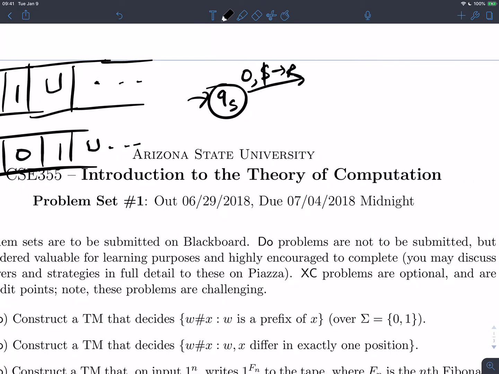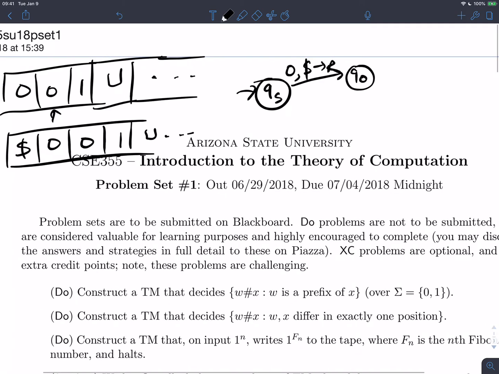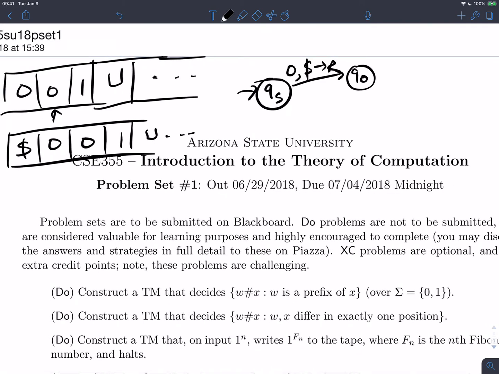So now I remembered a 0. 0 was the last character I just saw. So I'm going to call the next state Q0. It's not the start state. Okay, so now what am I looking at in the tape? The second 0. But what did I just remember? A 0. So what am I going to write to the tape? 0. So which state am I going to go to? Back to Q0, because the 0 here represents what I just saw on the tape. So here, if I see a 0, I'm going to write a 0 and move right.